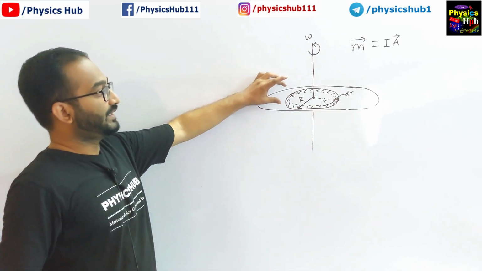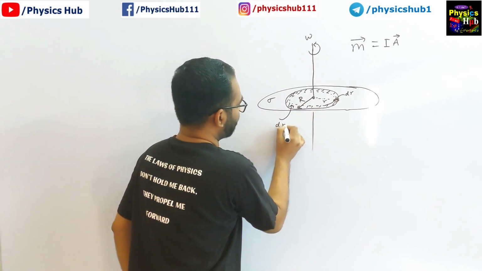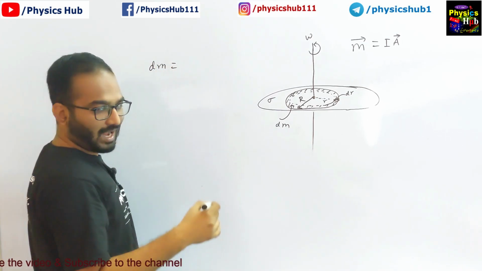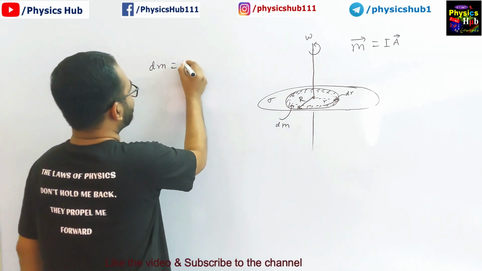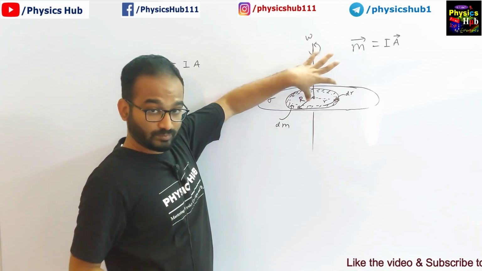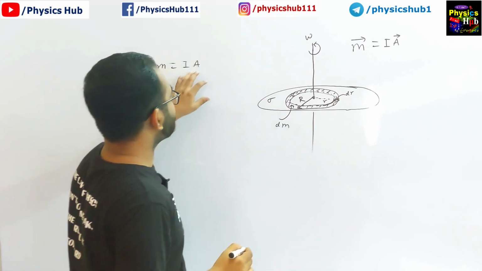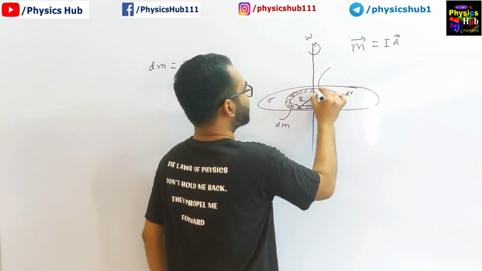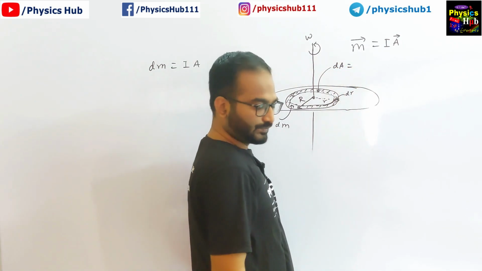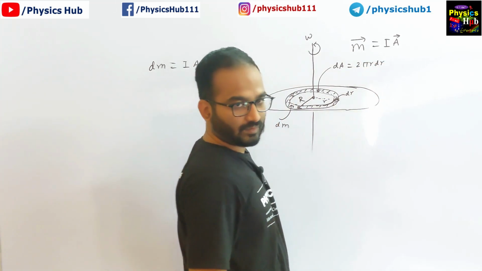So the magnetic moment of this infinitesimal strip is, let's say, dm. What will be the value of dm? dm is equal to I into A. For the timing I am just denoting it I into A: the current flowing through this strip only, and A is the area of this strip. What is the area of this strip? The area of this strip, let's say dA, is equal to 2 pi r dr. This is the area of the strip.